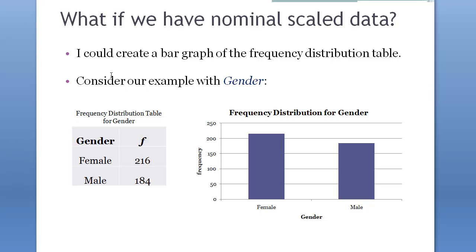What if we have nominal scale data? You could create a bar graph of a frequency distribution table, like female and male. This is measured on a nominal scale, and there are 216 females and 184 males. So that's the graph. You can do that too.